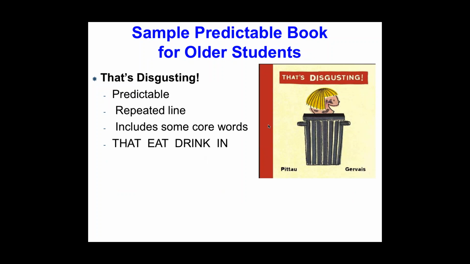So let's look at a sample predictable book for older students. That's disgusting. This is highly predictable. It has a repeated line, that's disgusting. And it includes some core words such as that and eat and in.